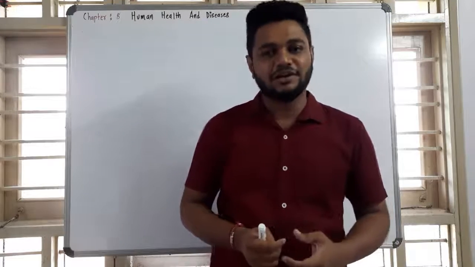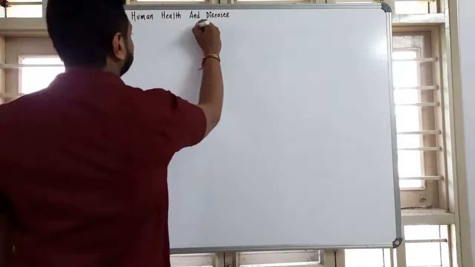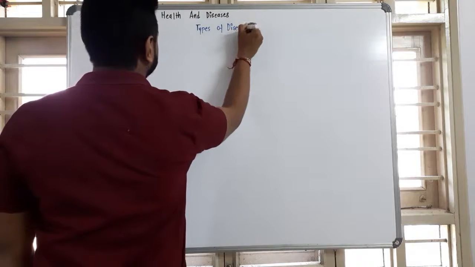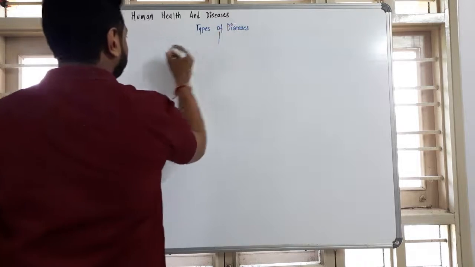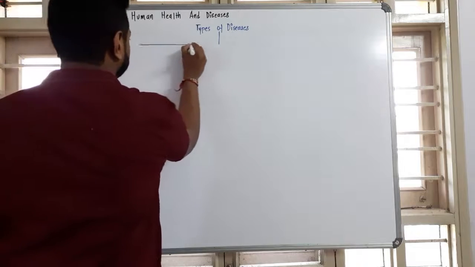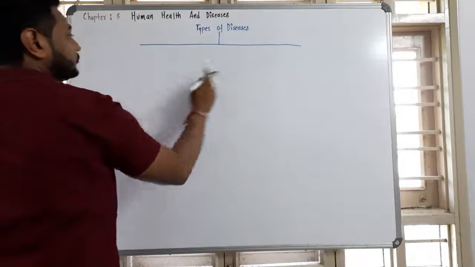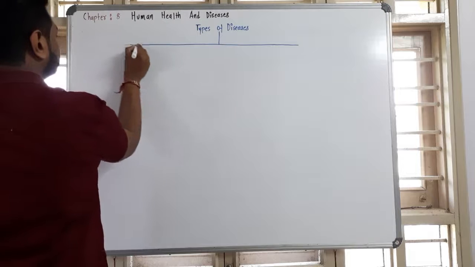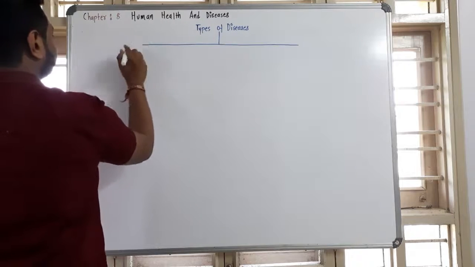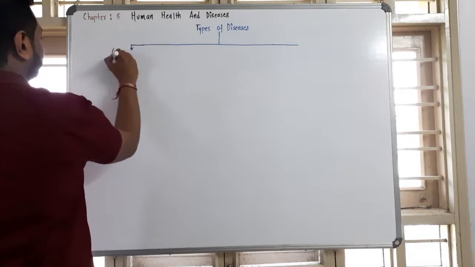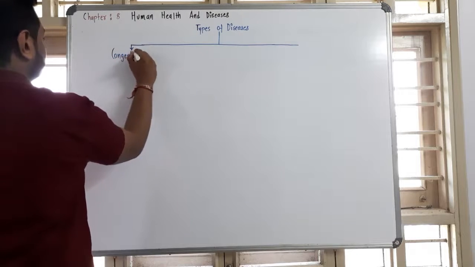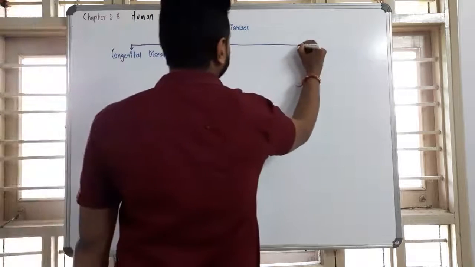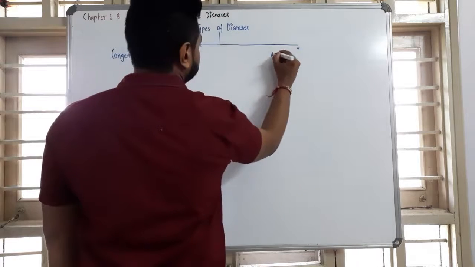First one is congenital. So let us write over here types of diseases. Types of diseases are further categorized into two. That is, first one is congenital diseases and second one is acquired diseases.